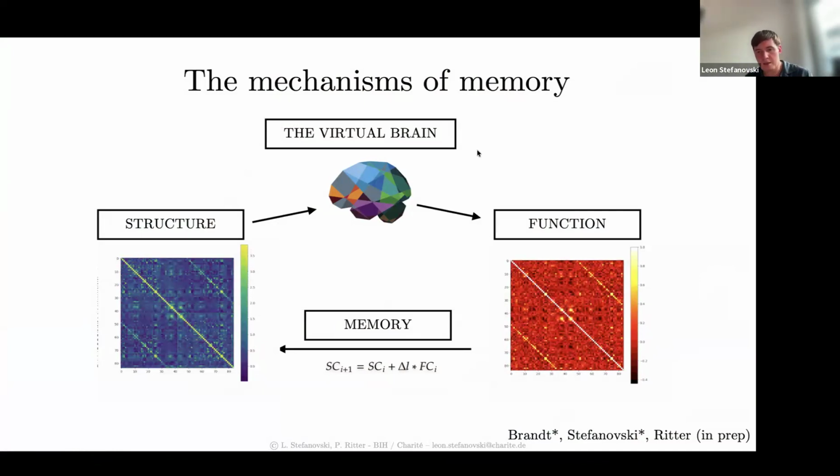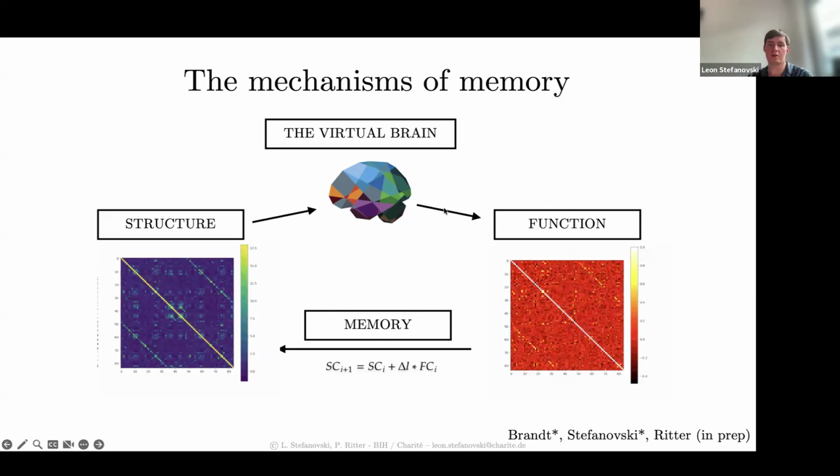This is work from a PhD student from our lab, Luca Brandt, where we explored the mechanisms of memory and also of overshooting, excessive plasticity, just by implementing Hebbian learning into the system and analyzing how uncontrolled Hebbian learning, which is also involved in early stages of Alzheimer's disease, changes the pattern of structural and functional connectivity.